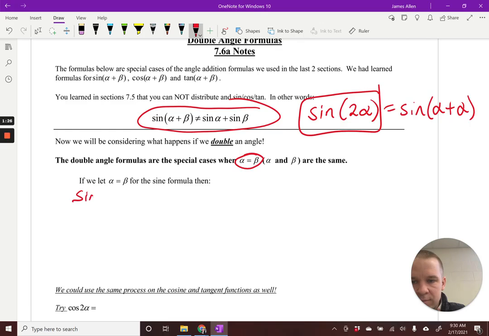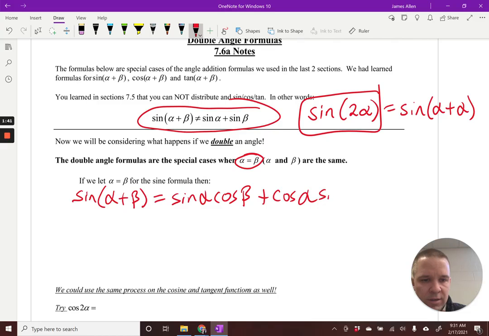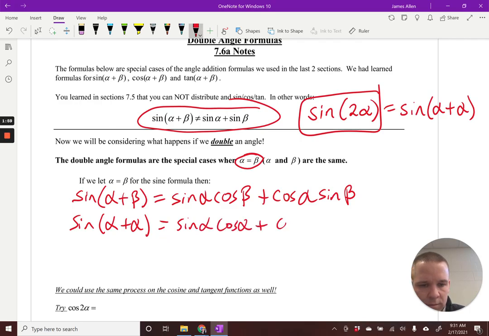Say I have sine of alpha plus beta. I know that that is sine of alpha, cosine of beta, plus cosine of alpha, sine of beta. All right, I like it. Let's continue, shall we? Now, my next move is I'm going to substitute in alpha for my beta, and I'll do that on the right-hand side as well. Here we go, and boom.